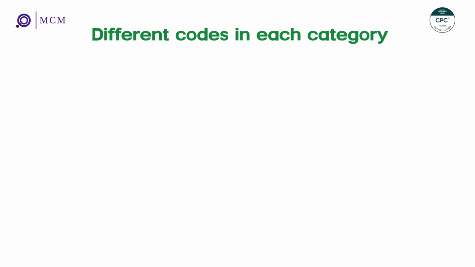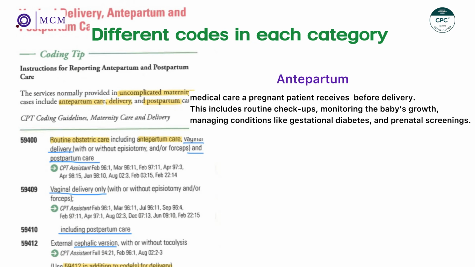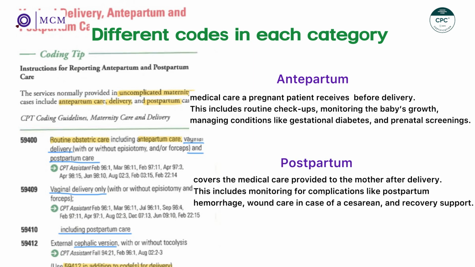Now let's see the different codes in each category. CPT codes for delivery have key phrases that help you understand what's included in the code. Key terms to look for: routine obstetric care, includes antepartum, delivery, and postpartum care, e.g., 59400. Let's clarify two important terms: antepartum and postpartum. Antepartum care refers to the medical care a pregnant patient receives before delivery. This includes routine checkups, monitoring the baby's growth, managing conditions like gestational diabetes, and prenatal screenings. Postpartum care covers the medical care provided to the mother after delivery. This includes monitoring for complications like postpartum hemorrhage, wound care in case of a caesarean, and overall recovery support.